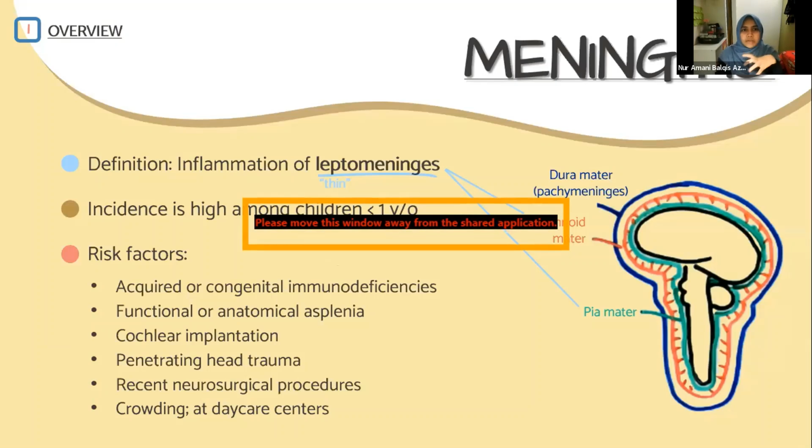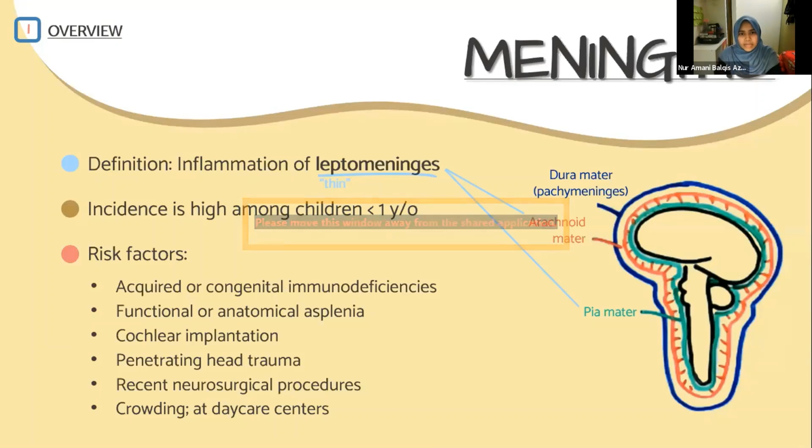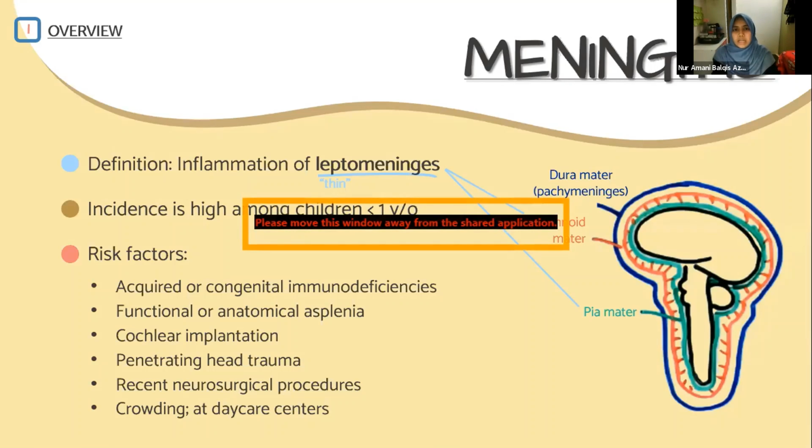So according to Nelson textbook, meningitis refers to inflammation of leptomeninges. So what is leptomeninges? In Greek, lepto means thin. So leptomeninges refers to the thin and delicate layer of meninges, which are pia mater and arachnoid mater. When the inflammation also involves dura mater, which is a tough layer of the meninges, it is called pachymeningitis.